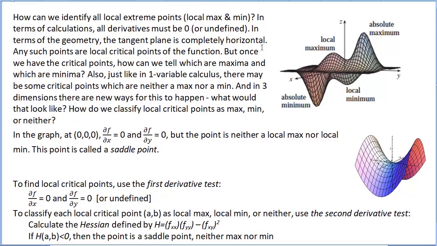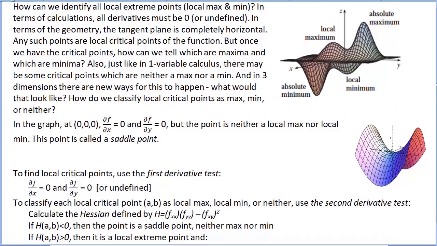Now, if the Hessian at a critical point is less than 0, then the point is a saddle point. If the Hessian at a critical point is greater than 0, then we know it's a local extreme point. We're not done. We need to determine if it's a max or a min.